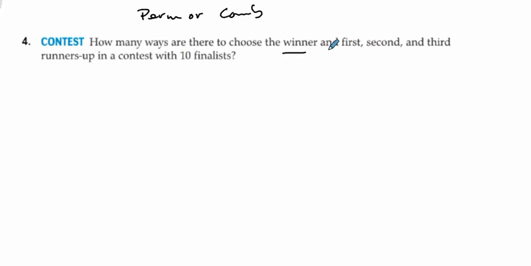So it says the winner and first, second, and third runners up. So they're asking us to find four places, to find how many ways there are to choose four places. All right. So for the winner, there are 10 choices.